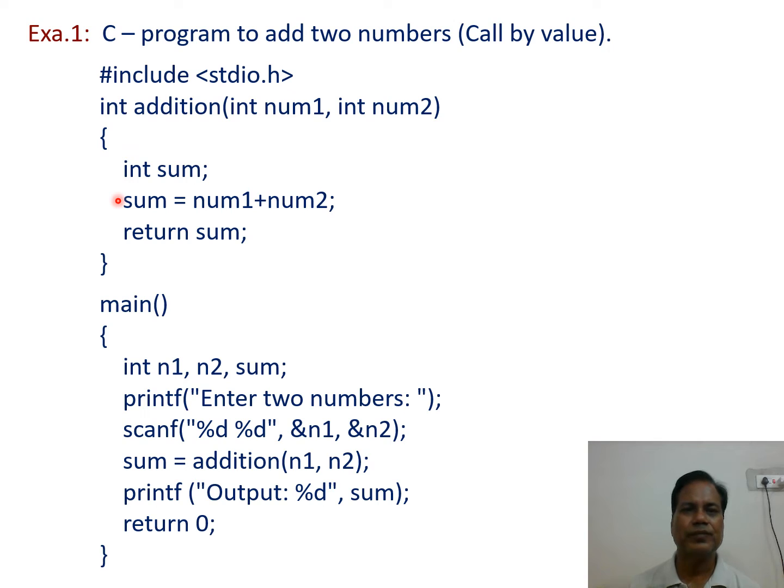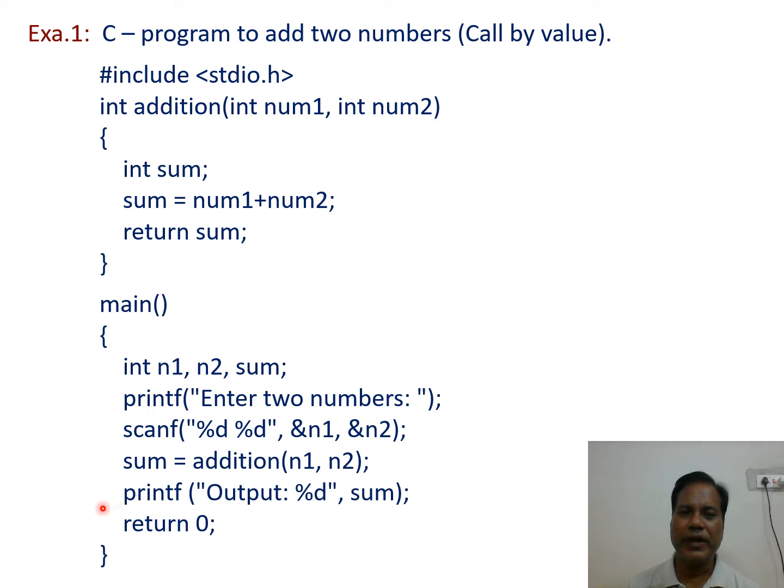Then inside the body of the addition function, the integer variable sum is declared. The values of num1 and num2, as we discussed before, are added, and their sum is assigned to the left side variable sum. Then using the return sum statement, the value of sum is returned. At this point control comes back to the main function, and that value is assigned to the left side variable sum.